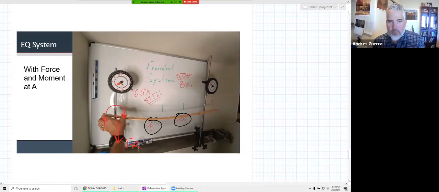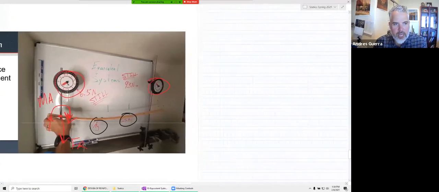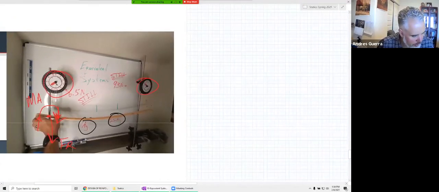And so really what we're going to show on that is we're applying a moment there at point A, or a couple moment right there at point A. And I'm close to 6.5. It's really hard to do this, but I'm really close to 6.5. So basically I'm still at 6.5 and I'm really close to 9.3. But what I'm doing with this demo is showing that yes, you can still get those same support reactions even with a force and a moment.